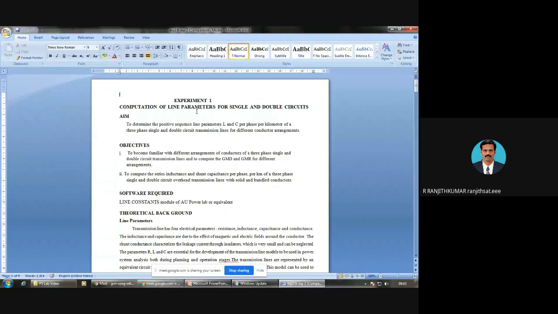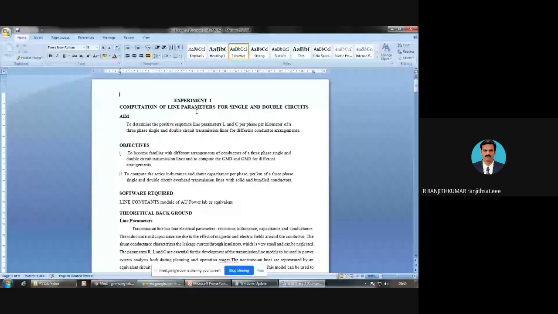In our experiment we are going to focus on a three-phase line alone: three-phase single circuit solid conductor, three-phase single circuit bundled conductor, and double circuit bundle. Totally four categories in today's experiment. We know that the line parameters are L and C per phase per kilometer for single phase double circuit and three phase double circuit for different conductors.